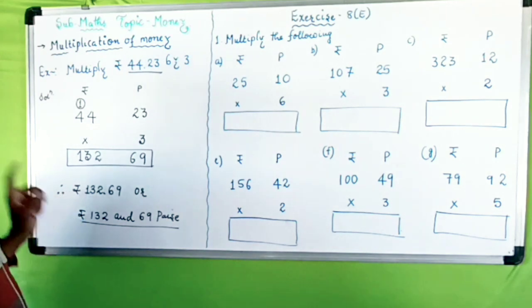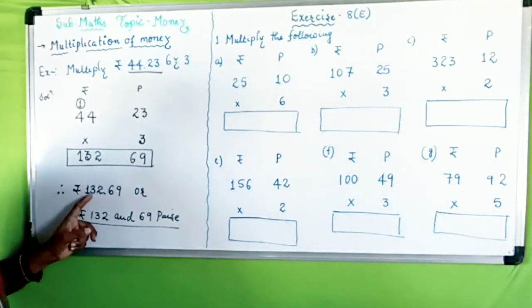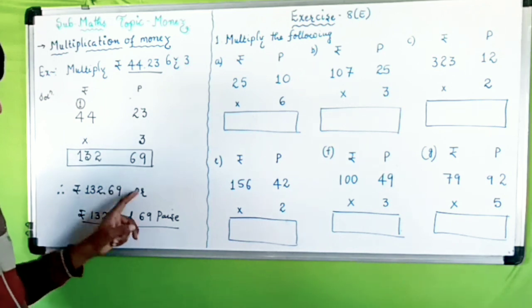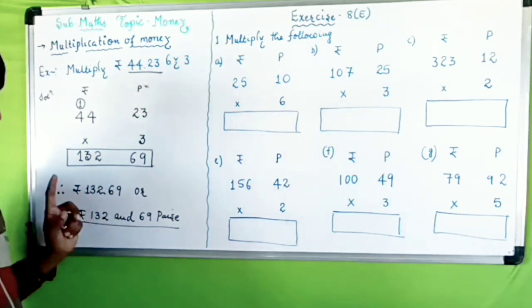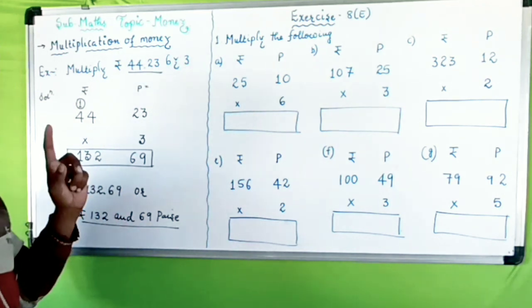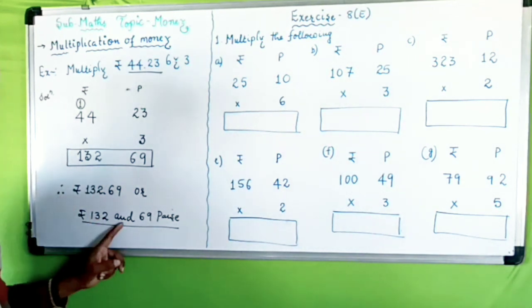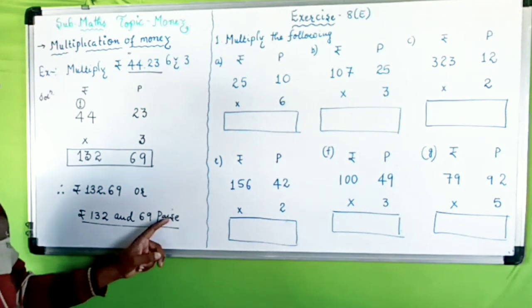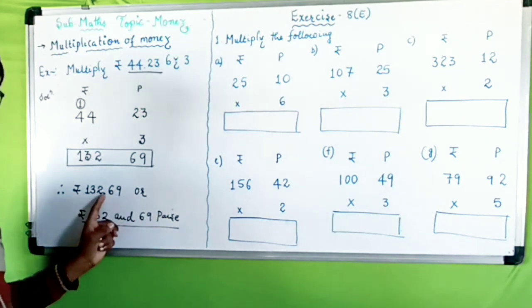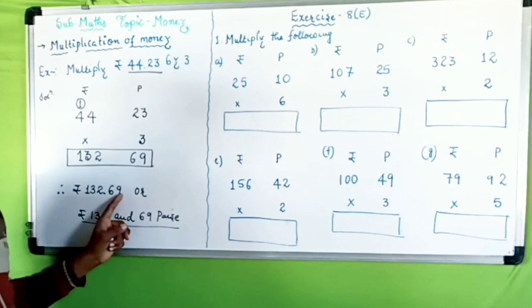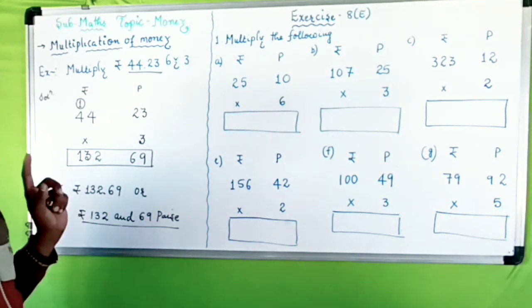So our answer is rupees 132.69, or rupees 132 and 69 paise. When we write in the long form we write paise behind, but in the short form, when there is a decimal, there is no need to write p here.